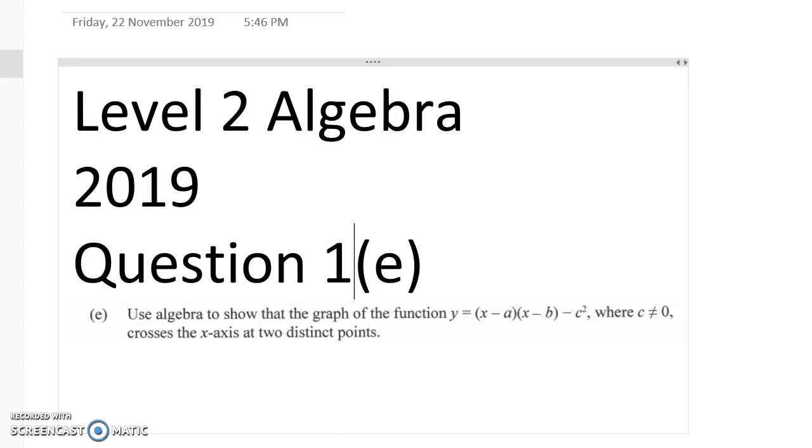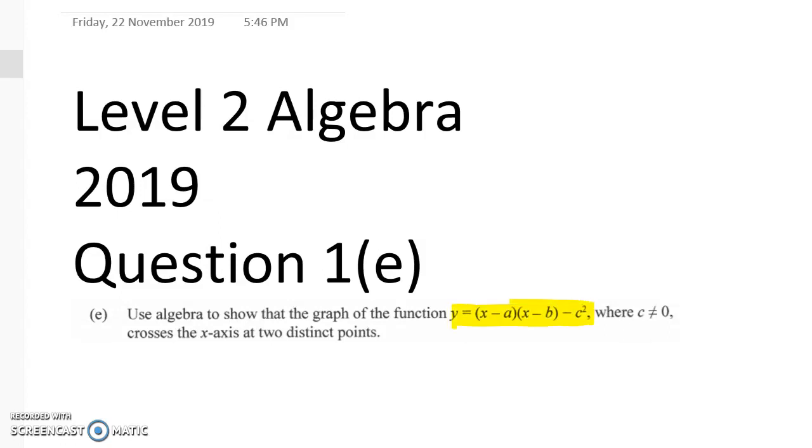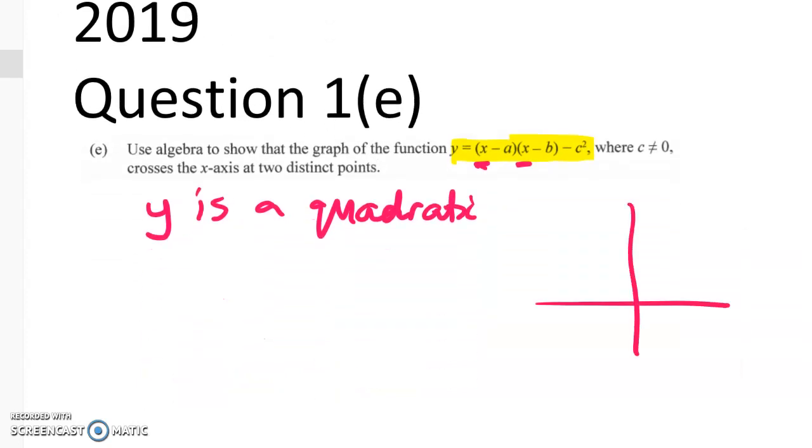Okay, so this question is one where we have to show that the graph of this function crosses the x-axis at two distinct points. So as soon as you see that, you should be thinking that it's a discriminant problem. Now we know that this is a quadratic, and it's an up the right way quadratic. So for two distinct points, we're looking at something like this, one of these situations.